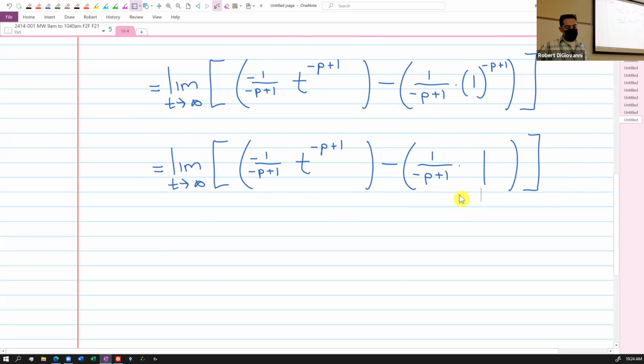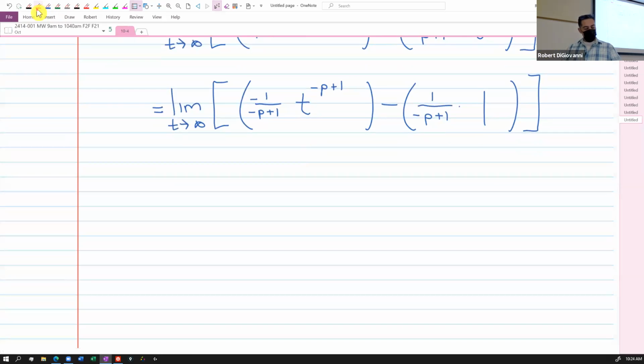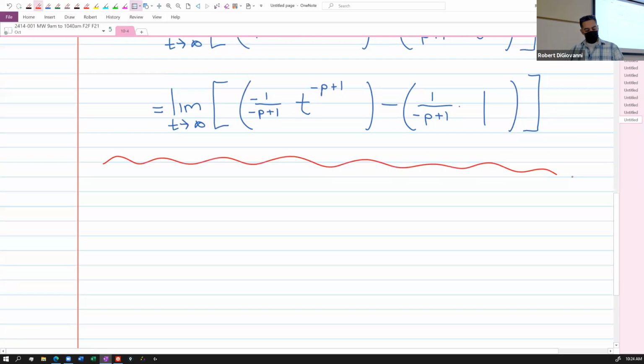Isn't this on the right-hand side just some number? Because t is going to infinity, t has no impact on this answer. Okay, so the question is, what happens when t goes to infinity? Right now I want to focus all my attention on this limit. I'm going to ignore this, that's just a number. What is the limit as t goes to infinity of t raised to the negative p plus 1?